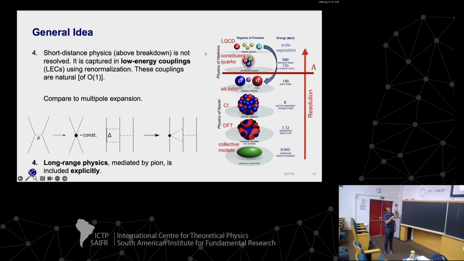So all this short distance physics that is above this breakdown is not really resolved, and so we can capture it in these low energy couplings, or LECs. And then these couplings should be natural, so they should be of order 1. So a coupling like this should not be much, much larger than 1. And so basically, this is the approach.